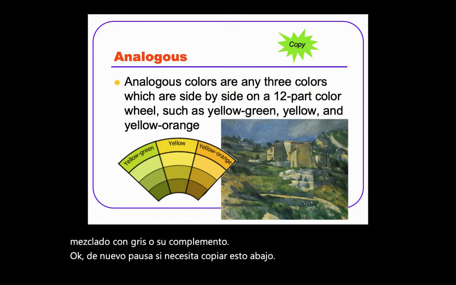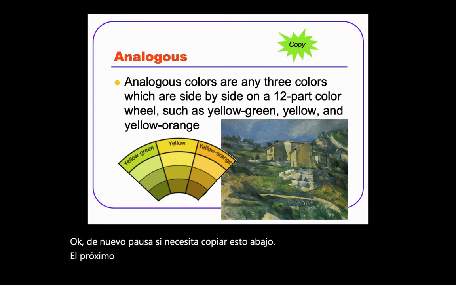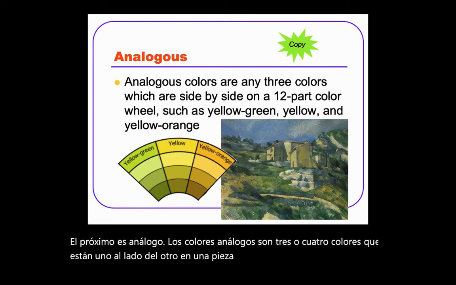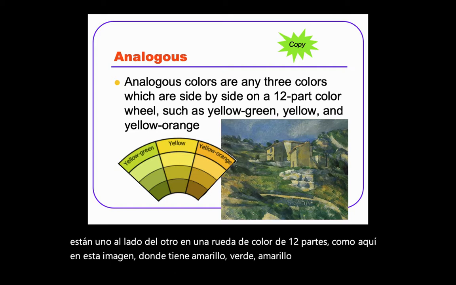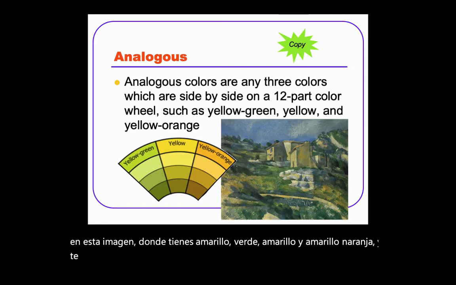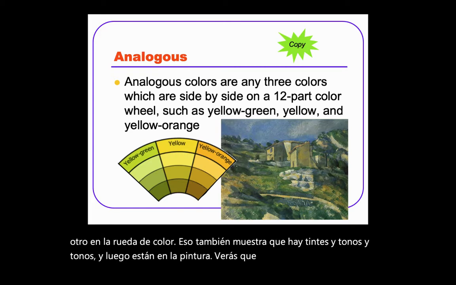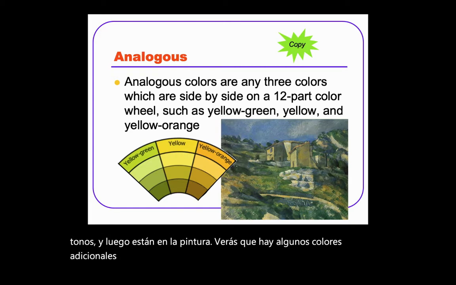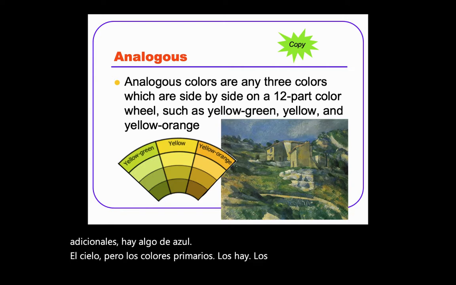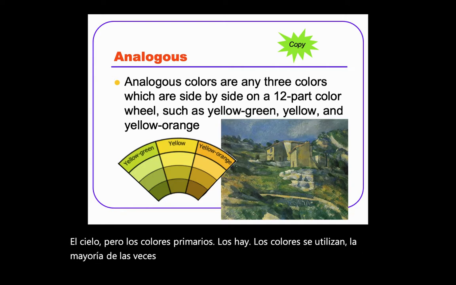Our next one is analogous. Analogous colors are any 3 or 4 colors that are side by side on a 12-part color wheel, such as here in this picture where you have yellow-green, yellow, and yellow-orange. And I gave you that section of the color wheel there of those colors next to each other on the color wheel that also shows their tints and tones and shades. And then there in the painting, you'll see there are some additional colors. There's some blue in the sky, but the primary colors there, the colors that are used most often, are yellow-green, yellow, and yellow-orange. Again, pause if you need to continue to copy.